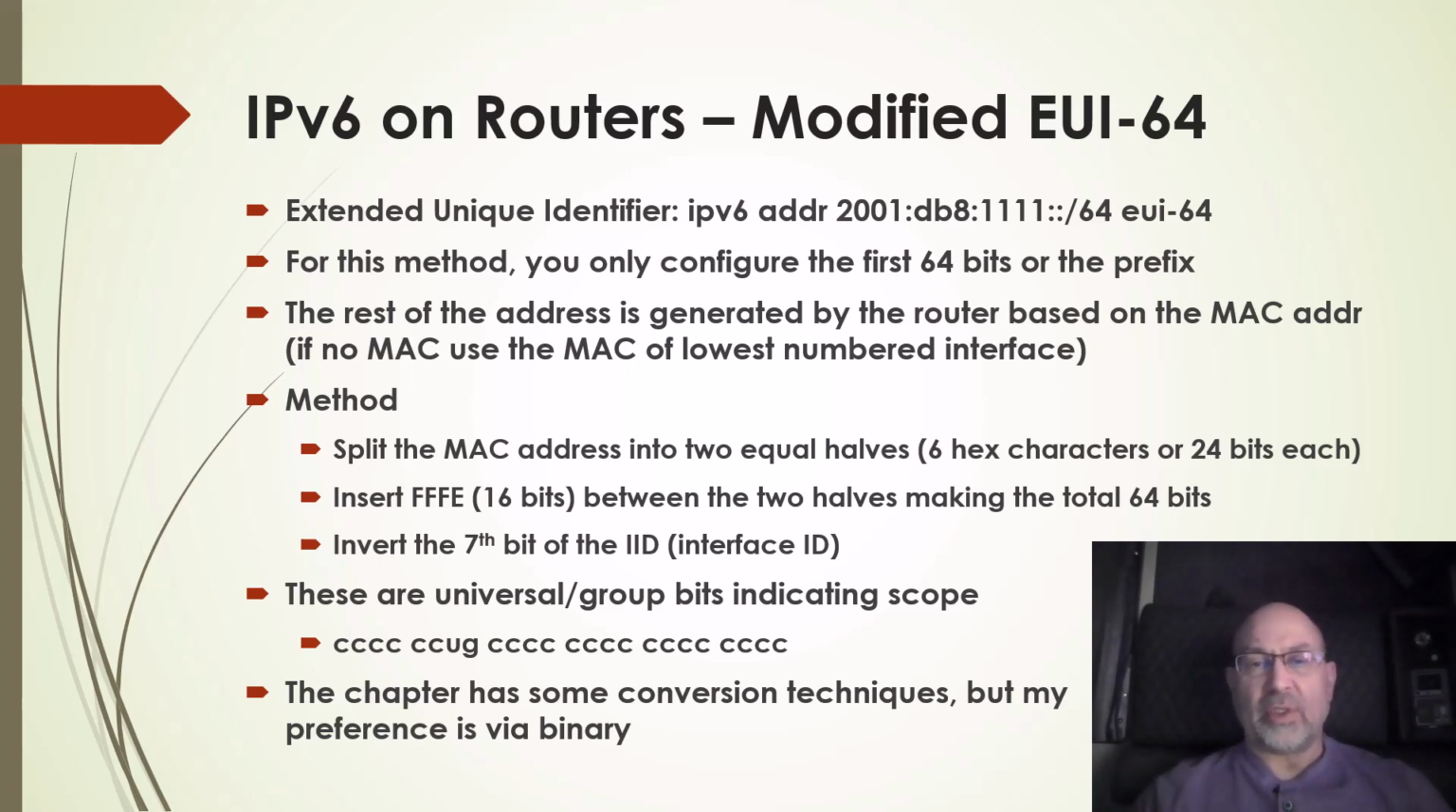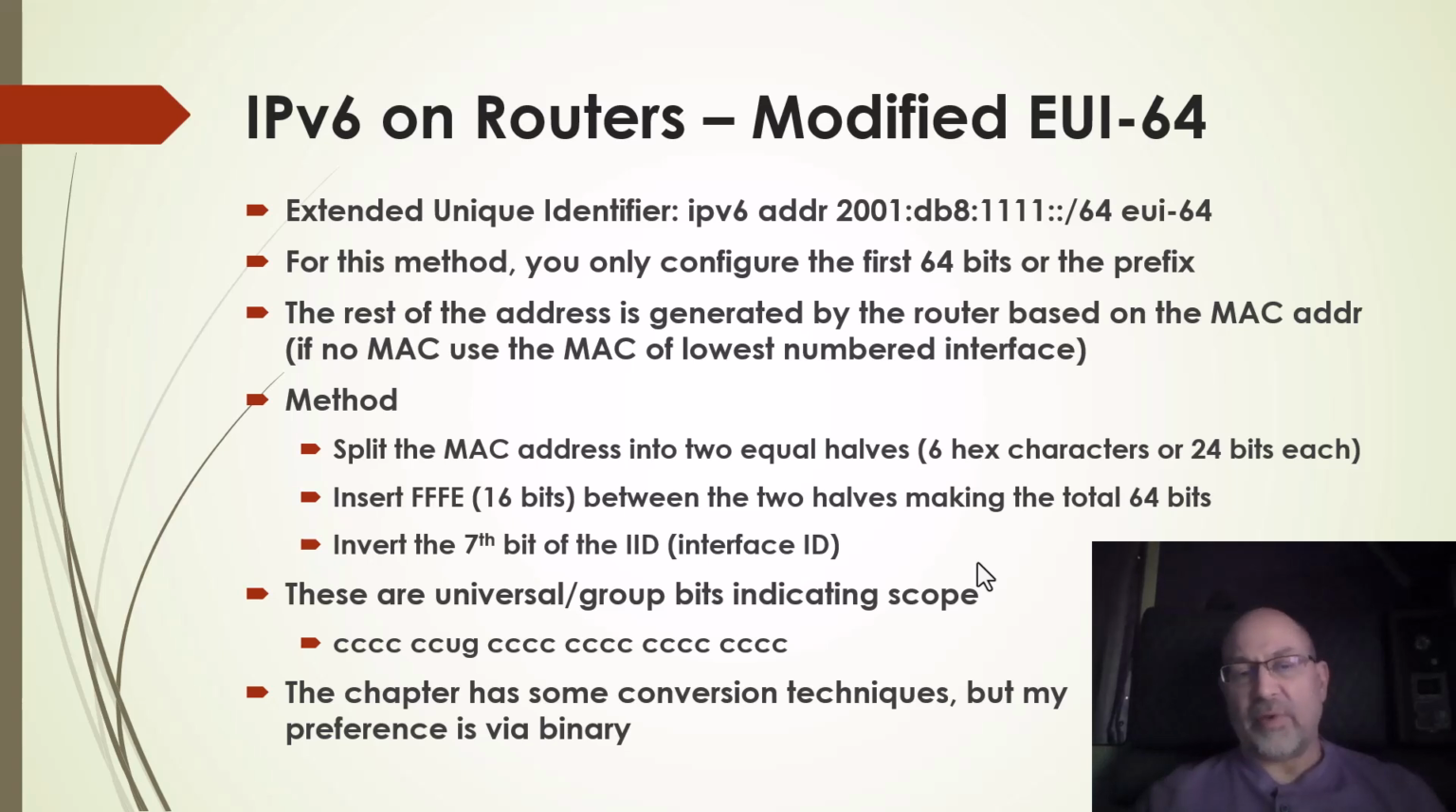The rest of the address is automatically generated by the router, and it's based on the MAC address of that particular interface. If that interface doesn't have a MAC address, because it's something other than a standard Ethernet interface, then it'll use the MAC address of the lowest numbered interface. So here's how this works. You're going to take the MAC address and split it into two equal halves, right? So 3 bytes and 3 bytes. And then right in the middle, we're going to insert the hex characters FFFE. And then we're going to invert the 7th bit of the interface ID, which is that first half. And we're just going to flop the value on that one.